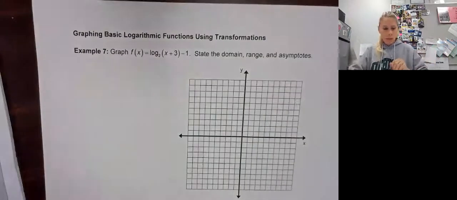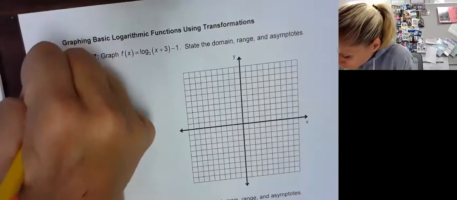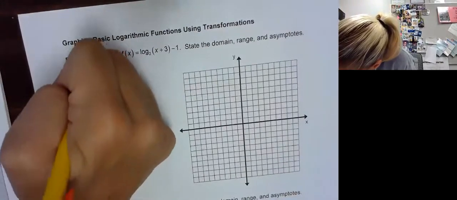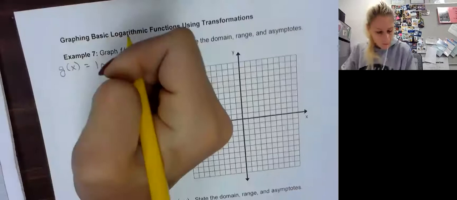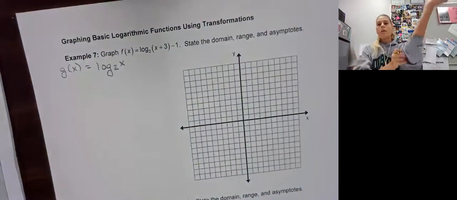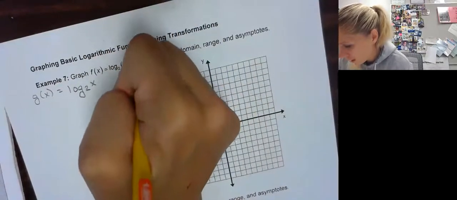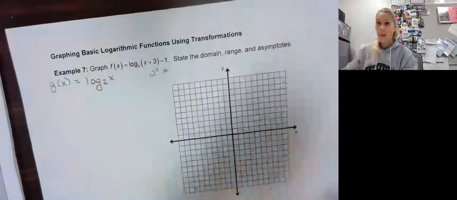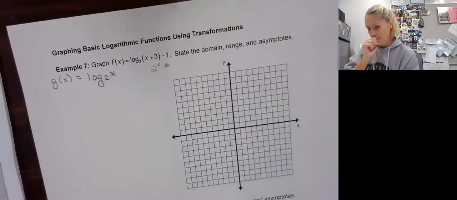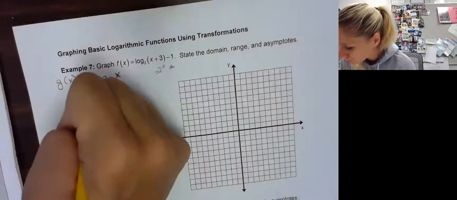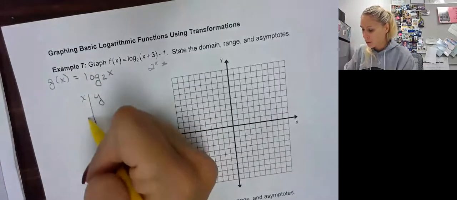All right, so of course we are going to start with our parent function. So I'm going to say g of x equals log base 2 of x. Now, remember that I'm thinking this is the inverse of 2 to the x, okay? Remember that we change our x's and our y's. So if we go back to the other page with our table, remember how for x's, we had negative 1, 0, 1, and 2.